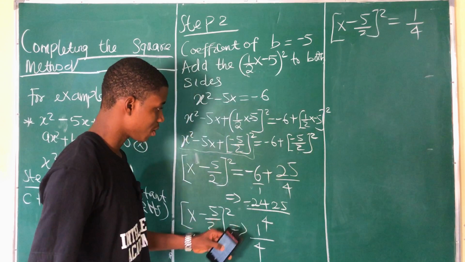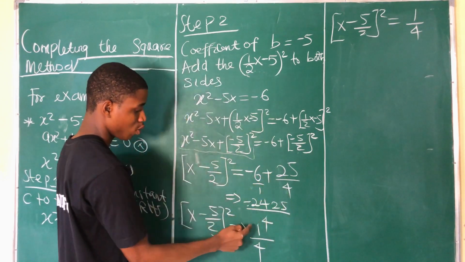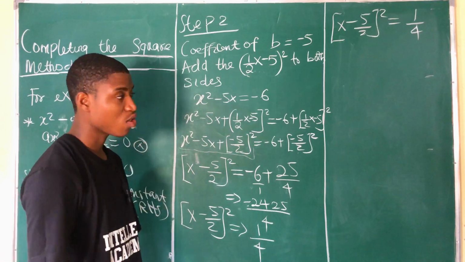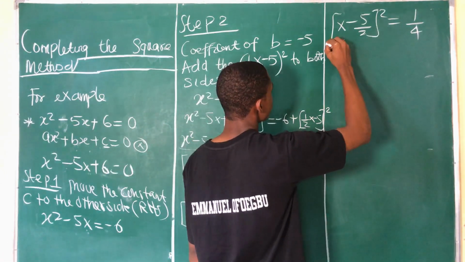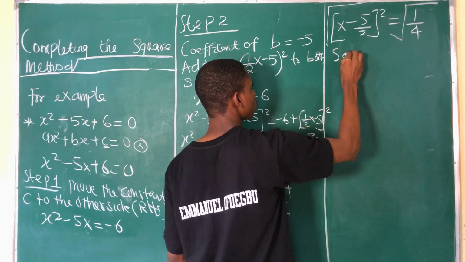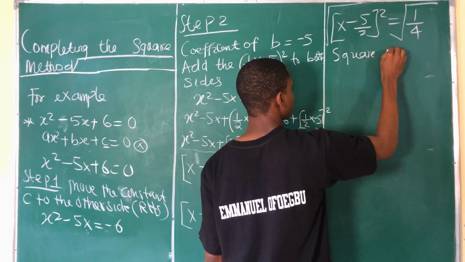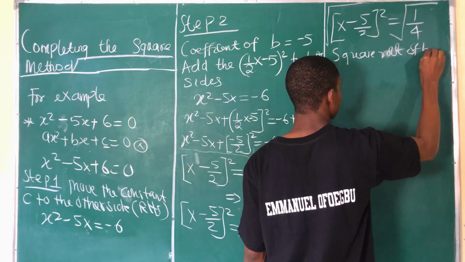Of course, this concept is easy. Take the LCM between negative 6 plus 25 over 4 to give us 1 over 4. Very easy concept. So therefore, look at this concept now. We have to take the square root of both sides. Take the square root of both sides.